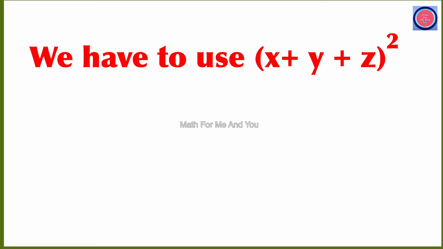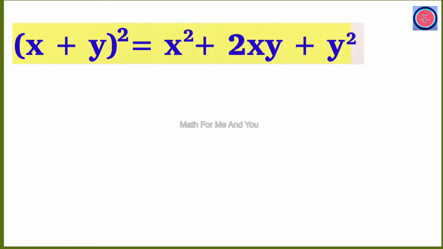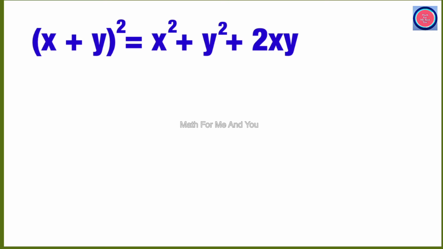To write the expansion, first of all we will look at what (x + y) the whole square is, with two variables. (x + y) the whole square is x square plus 2xy plus y square. Just rearrange this as (x + y) the whole square equals x square plus y square plus 2xy. The first two terms are the squares of the given variables, plus 2 times the product of x and y.